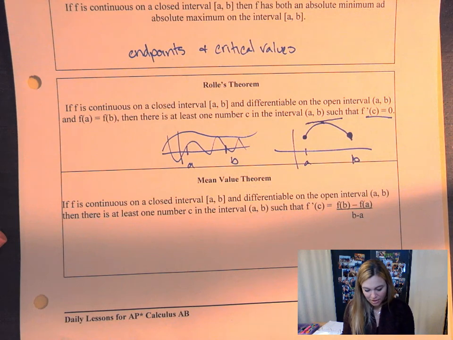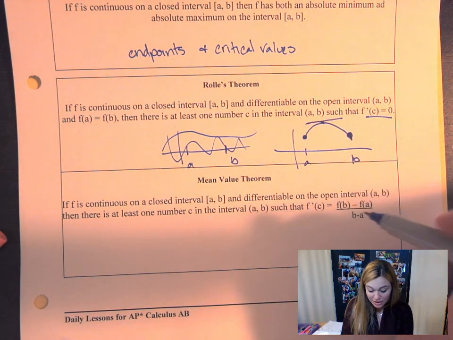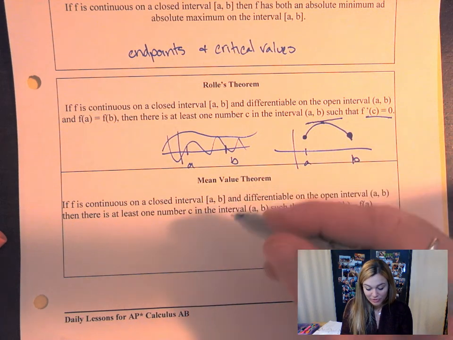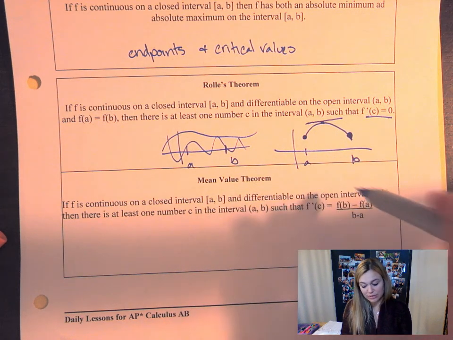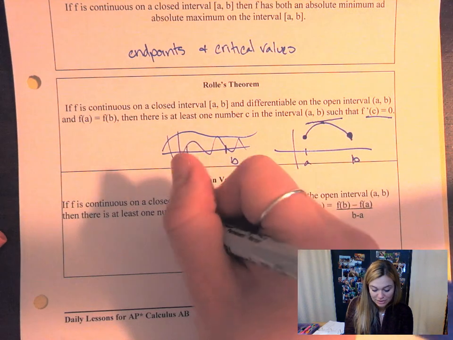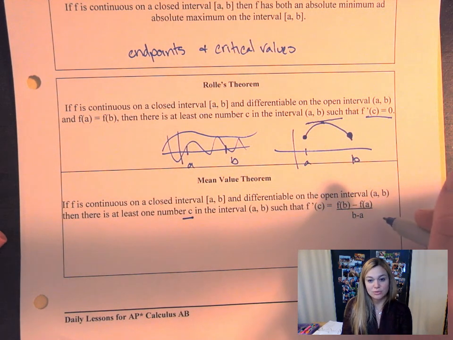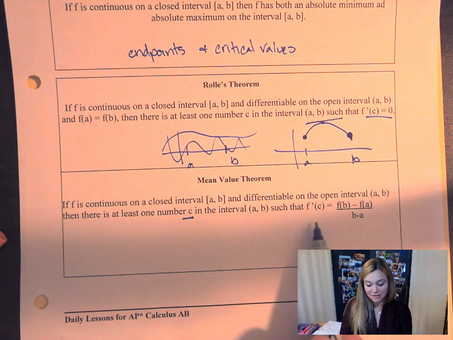Okay, on the next one, if this is mean value theorem, mean meaning average, we've got a function that's continuous on a closed interval, differentiable in an open interval, then there's at least one number c in a, b where f prime of c is equal to f of b minus f of a over b minus a. This is the instantaneous rate of change equals the average rate of change.